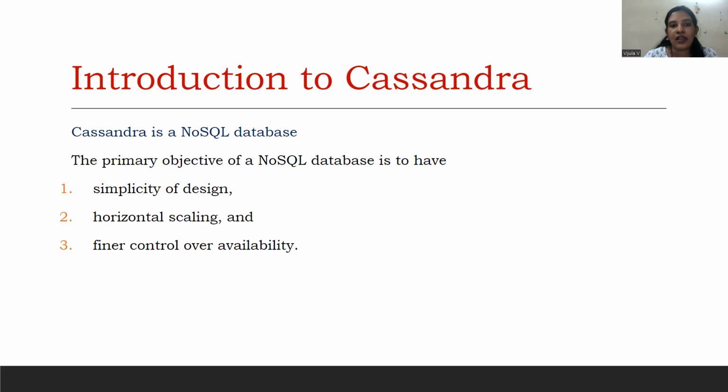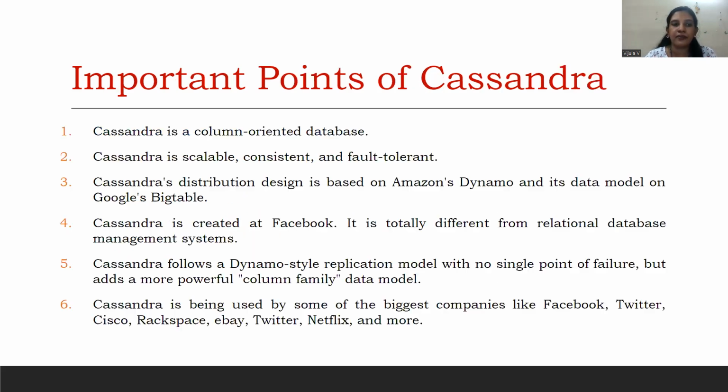Since Cassandra is a NoSQL database, the primary objective of a NoSQL database is to have simplicity of design, horizontal scaling, and finer control over availability. We'll discuss some of the important points to remember while working with Cassandra. That is, Cassandra is a column-oriented database. It is scalable, consistent, and fault-tolerant.